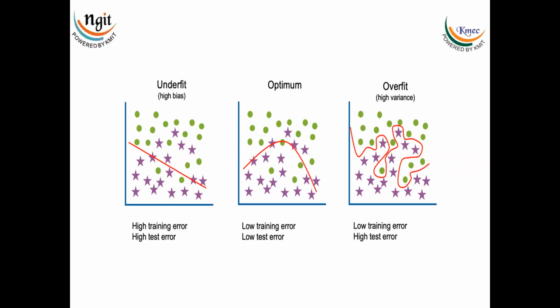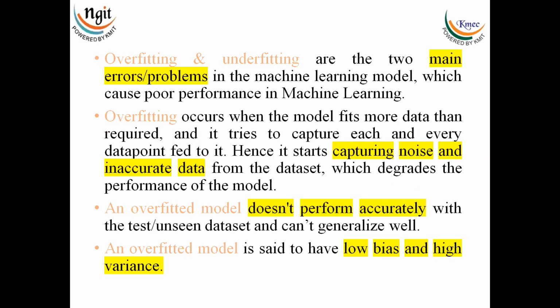Overfit means low bias, high variance. Underfit means high bias, high variance, and best fit means you have low bias and low variance. Clear?